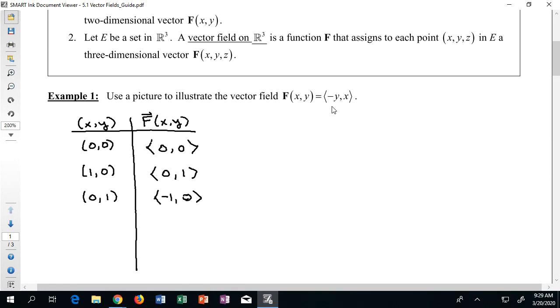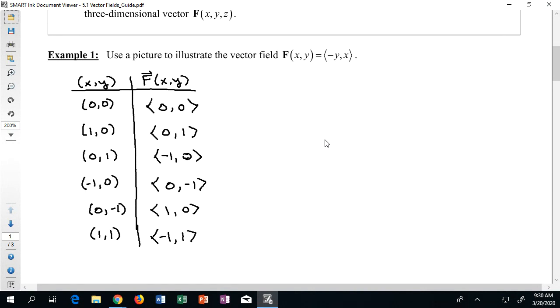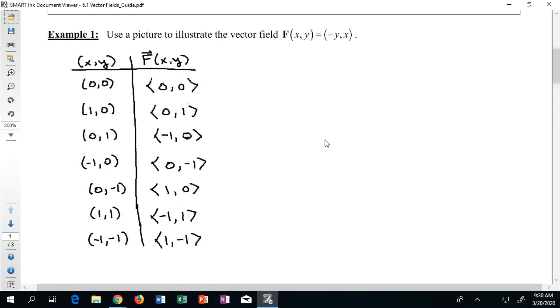So again, I'm plugging in points, I'm getting back vectors. Now I'm going to try a whole bunch of different points here just to get a lot of points I can put into a picture. So let's see, if I plugged in -1, 0, you could see here that I'm going to get 0, -1. If I was to plug in 0, -1, I should get 1, 0. And if I plugged in 1, 1, you can see I get -1, 1. And if I plugged in -1, -1, I get back 1, -1. So every point that I'm plugging in is creating a vector.